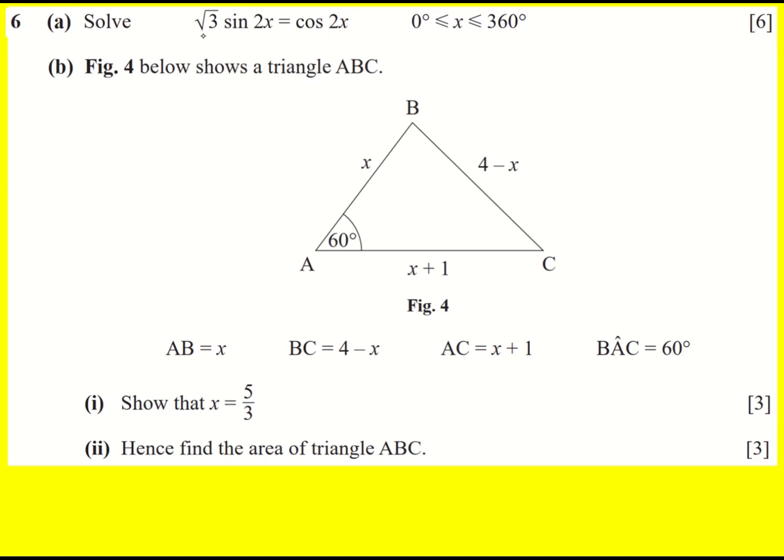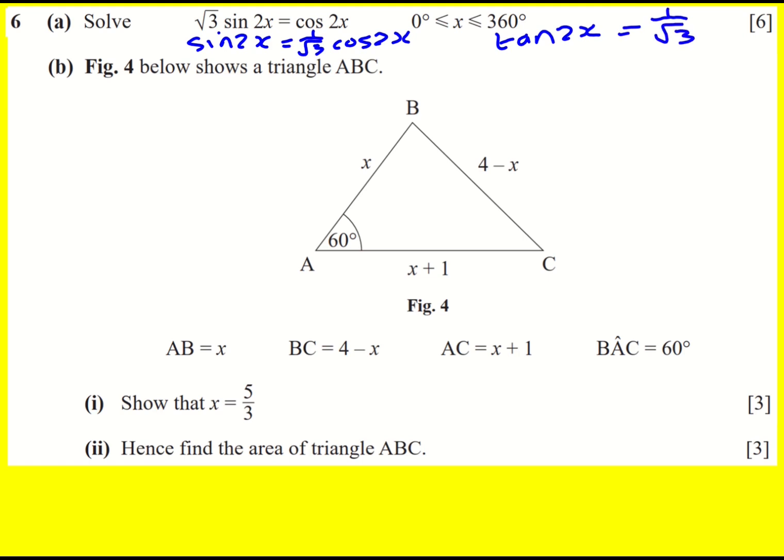First up, we're asked to solve this trig equation, root 3 sine 2x equals cos 2x. The key is to try and convert it into tan 2x, and we can do that by, first of all, dividing through by root 3. That will give me sine 2x is equal to 1 over root 3 times cos 2x. And now I'm going to divide through by cos 2x, because tan is sine over cos. So tan 2x, that's sine 2x over cos 2x, is going to equal 1 over root 3.